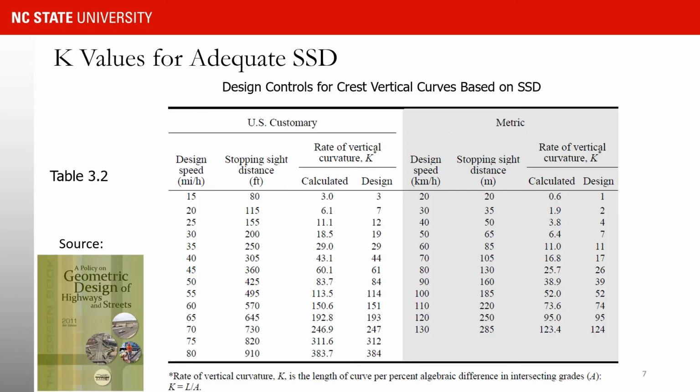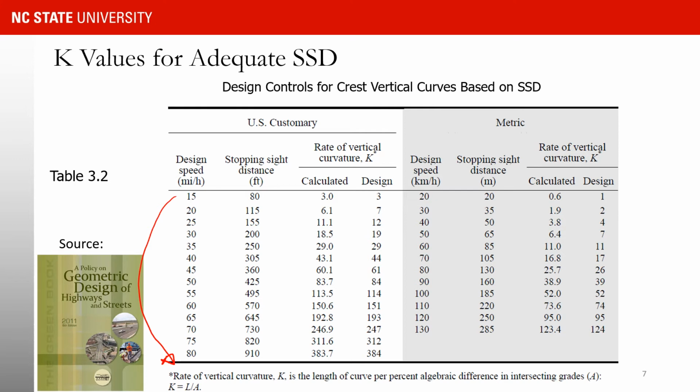Now, we have a table here that gives us the stopping sight distance and rate of vertical curvature, or K, for different design speeds. Essentially, you can use K, as you can see in future slides, to determine the length of the curve. Again, the speed goes from 15 miles per hour to 80 in increments of 5. For each of these, the stopping sight distance goes from 80 to 910.